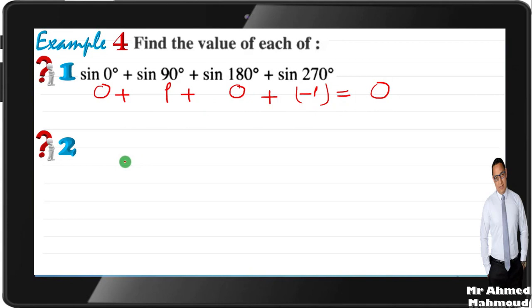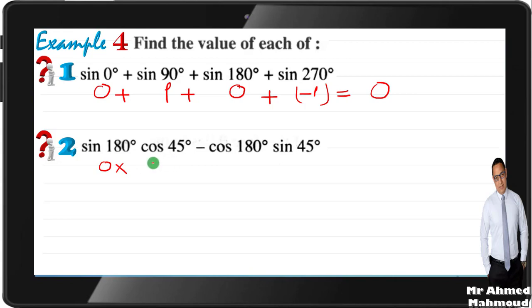Number 2: sine 180 equals 0, times cosine 45 equals 1 over root 2, minus cosine 180 equals negative 1, times sine 45, 1 over root 2. It equals 1 over root 2, but the calculator will give you root 2 over 2. It's correct.